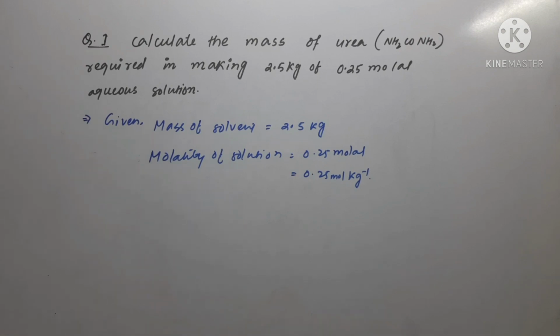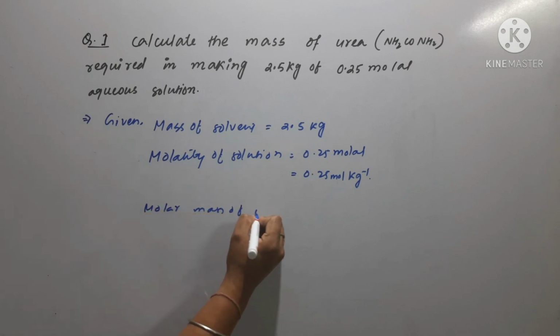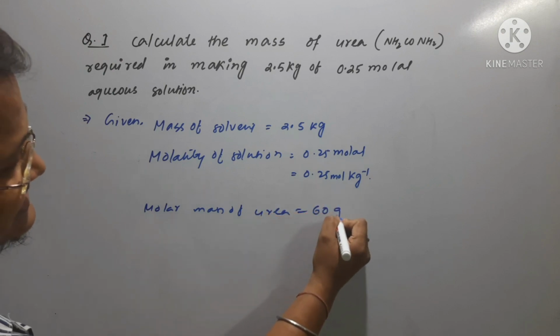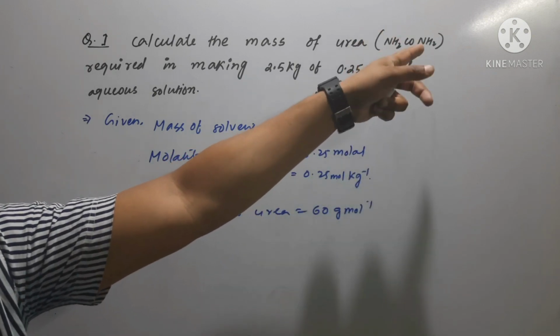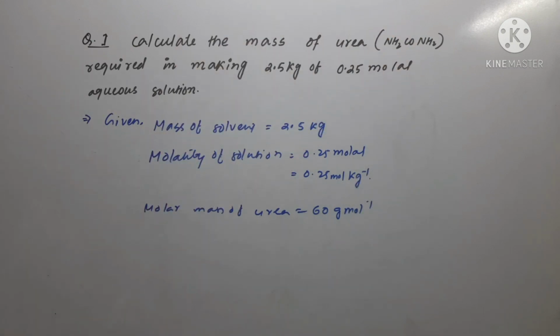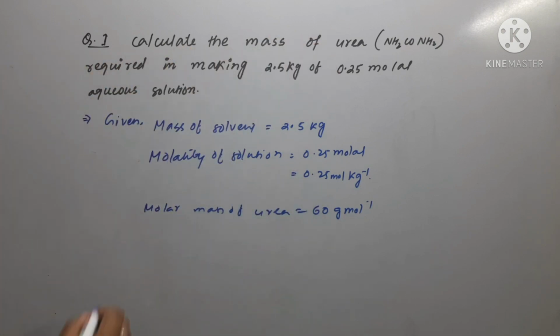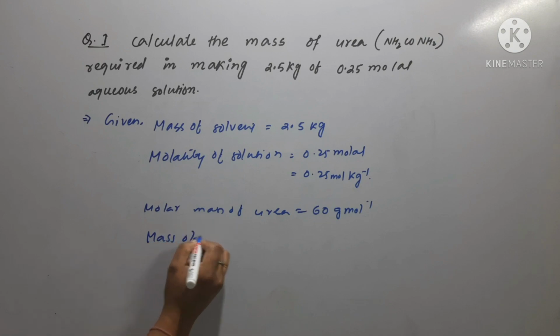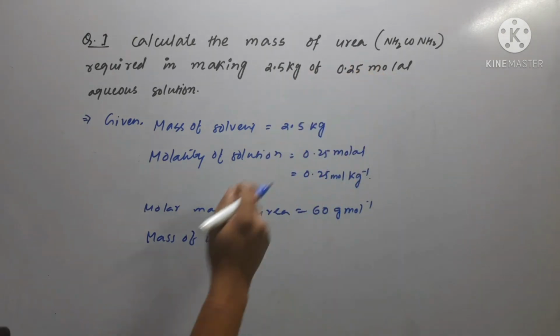Now we have the molar mass of urea, which we know is 60 gram per mole. In 1 mole of urea we have 60 gram. You can easily find this out from here: nitrogen 14, carbon 12, oxygen 16 and hydrogen 1. And what are we asked? We are asked to calculate the mass of urea. We know the molar mass of urea. So what we have to do is find out the mass of urea which is required to prepare this particular molal solution.